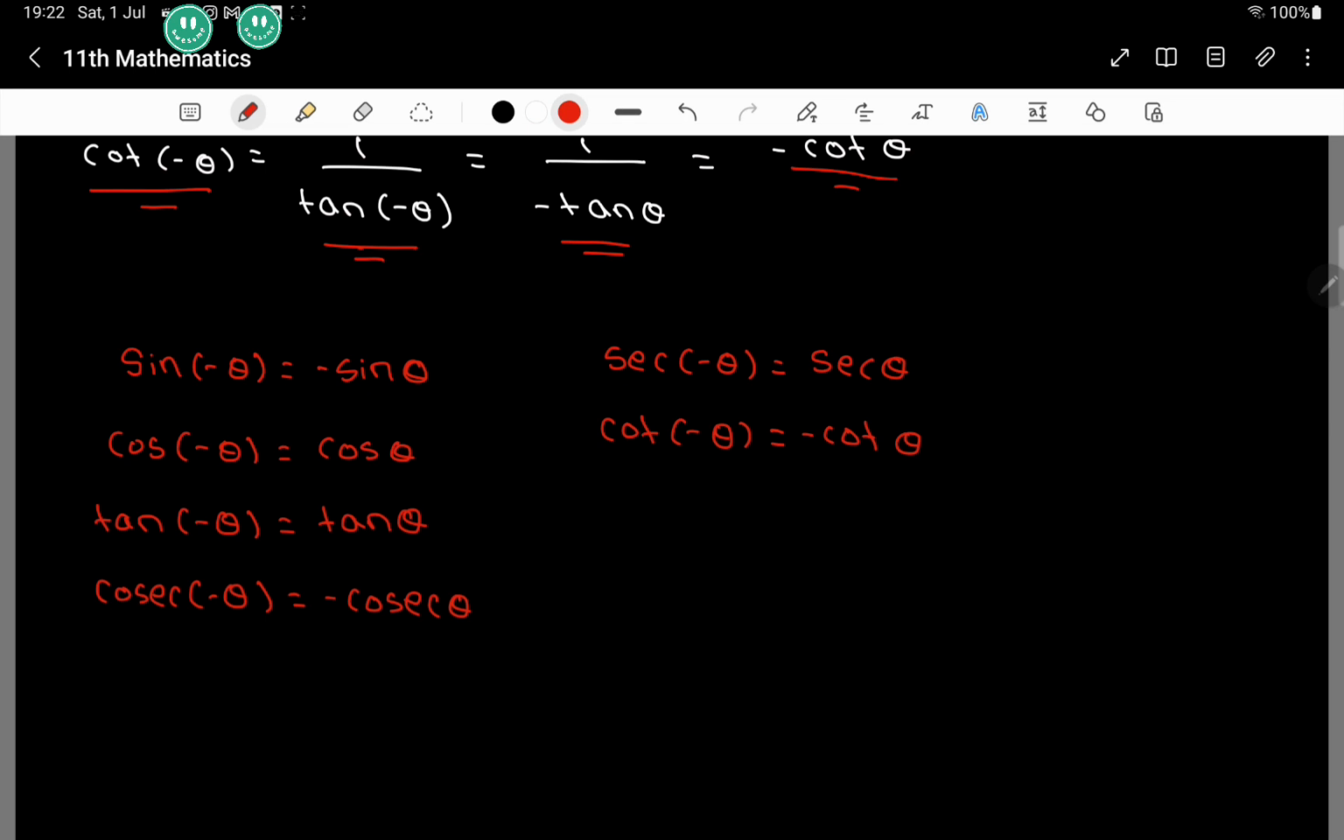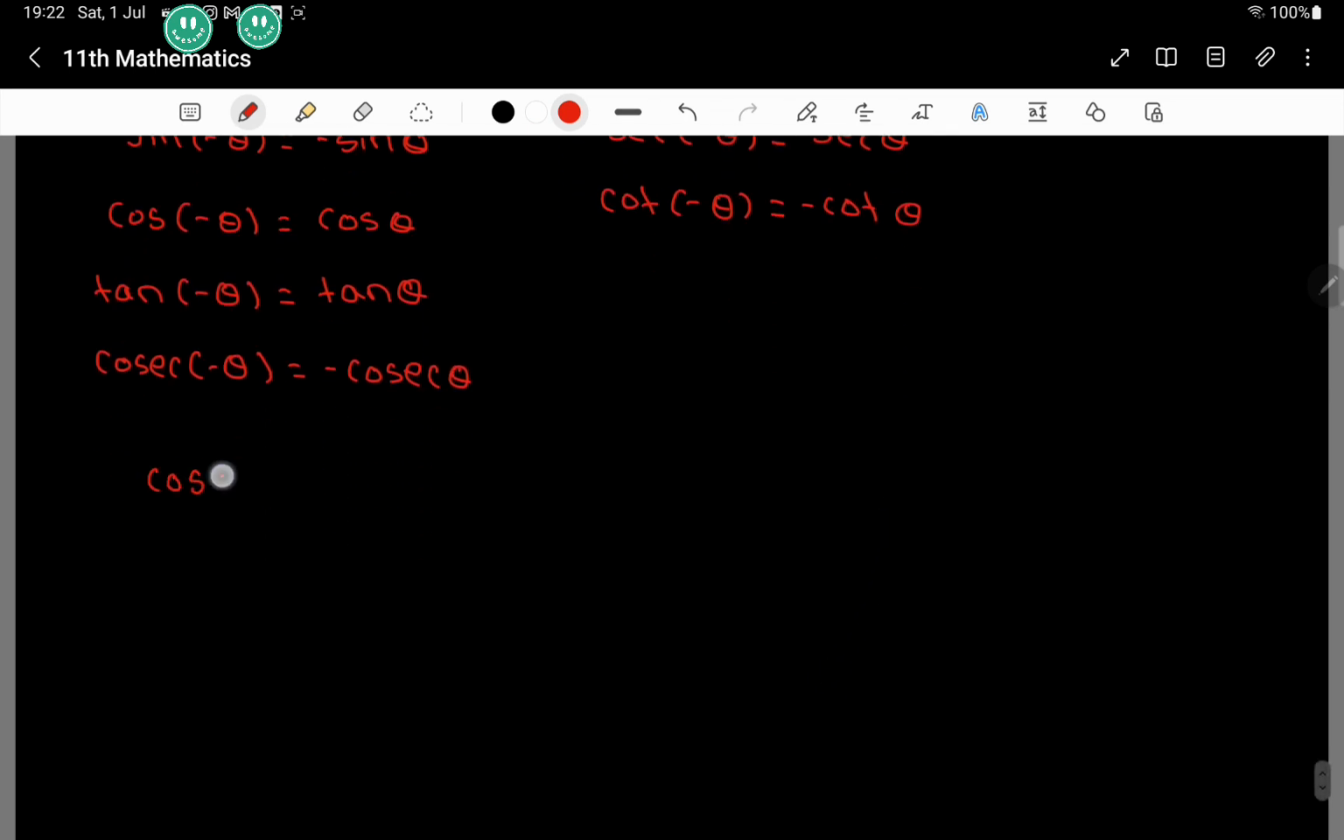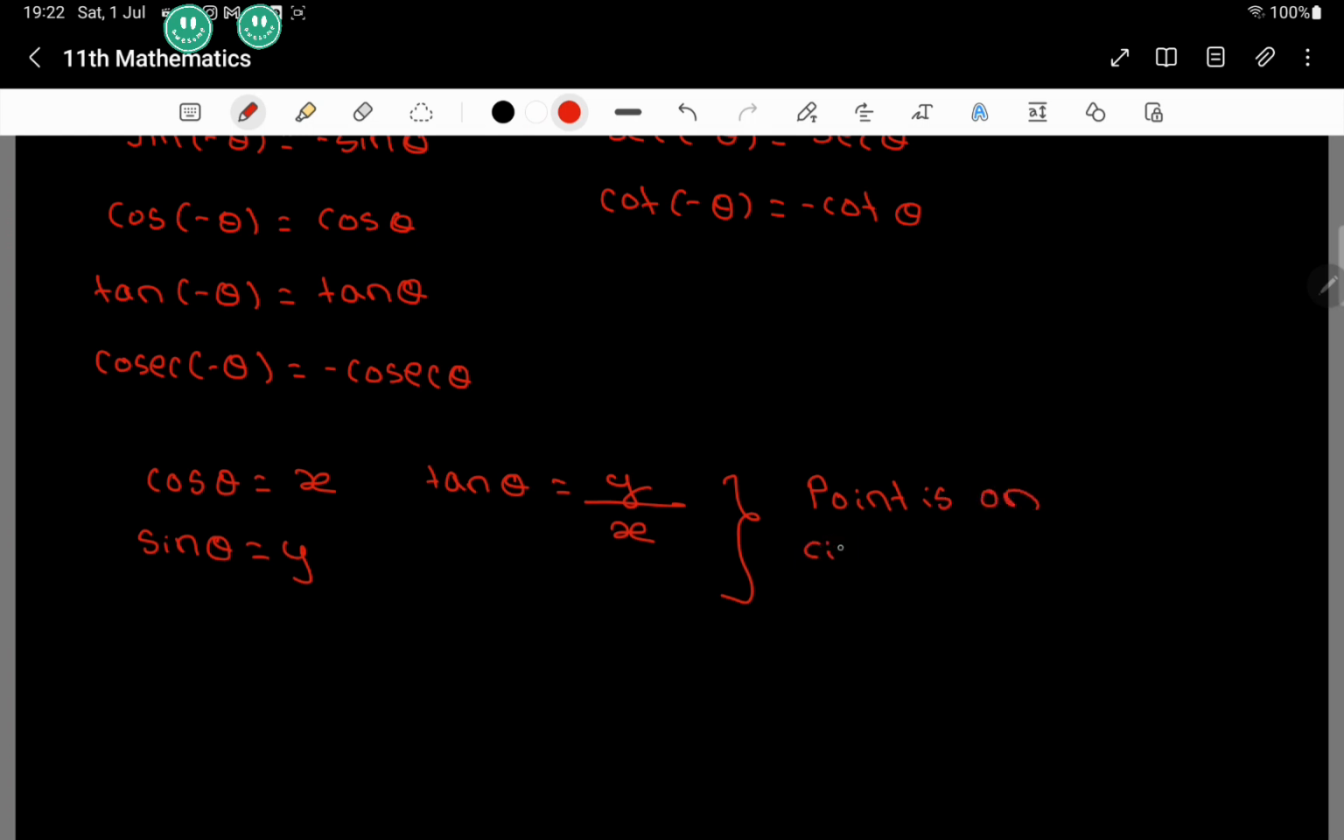Okay, fine. Then we have seen that cos theta is nothing but the x coordinate of the point, sine theta is nothing but the y coordinate of the point, and tan theta is nothing but the y coordinate of the point divided by the x coordinate of the point, when the point is on the circumference of a circle with radius equal to 1 unit.